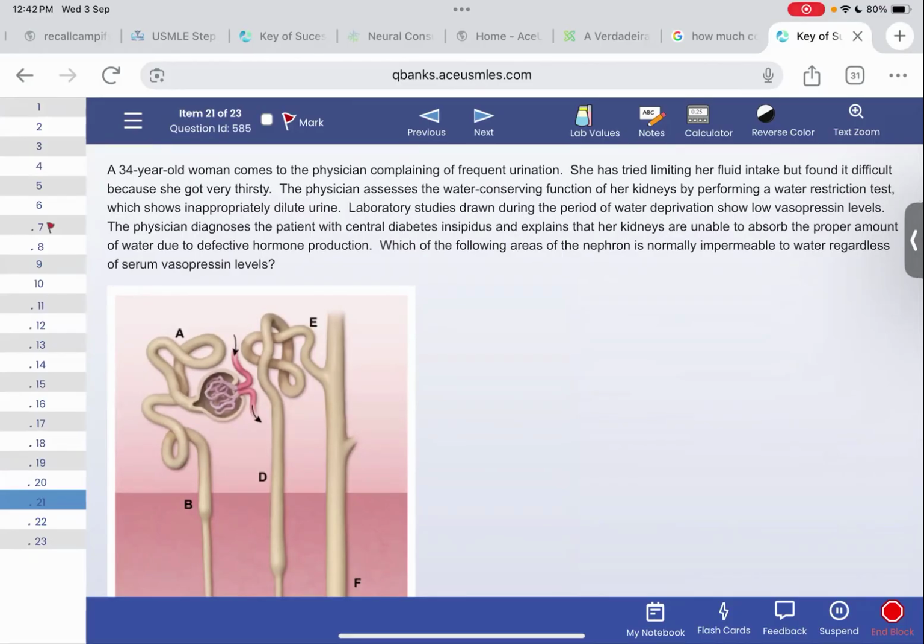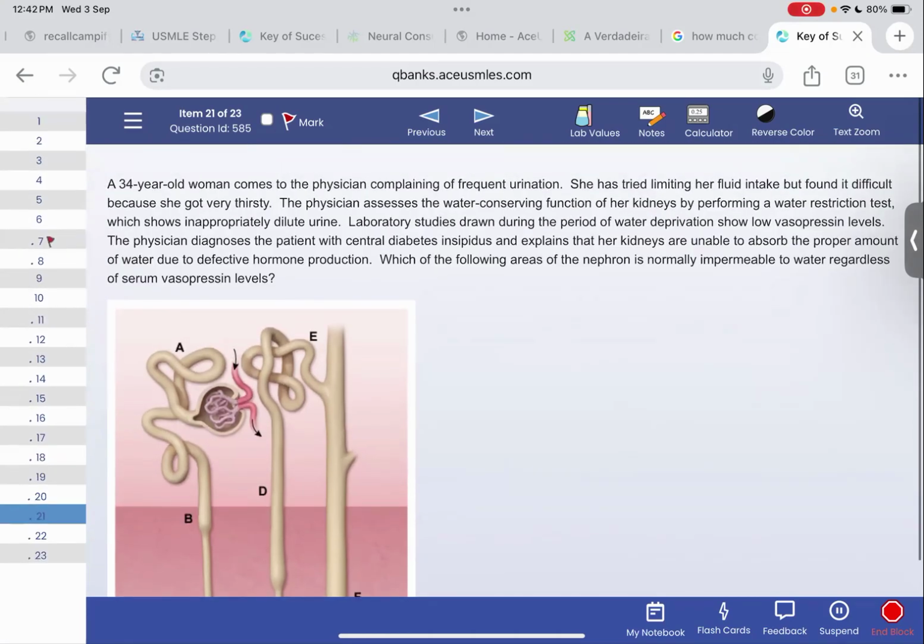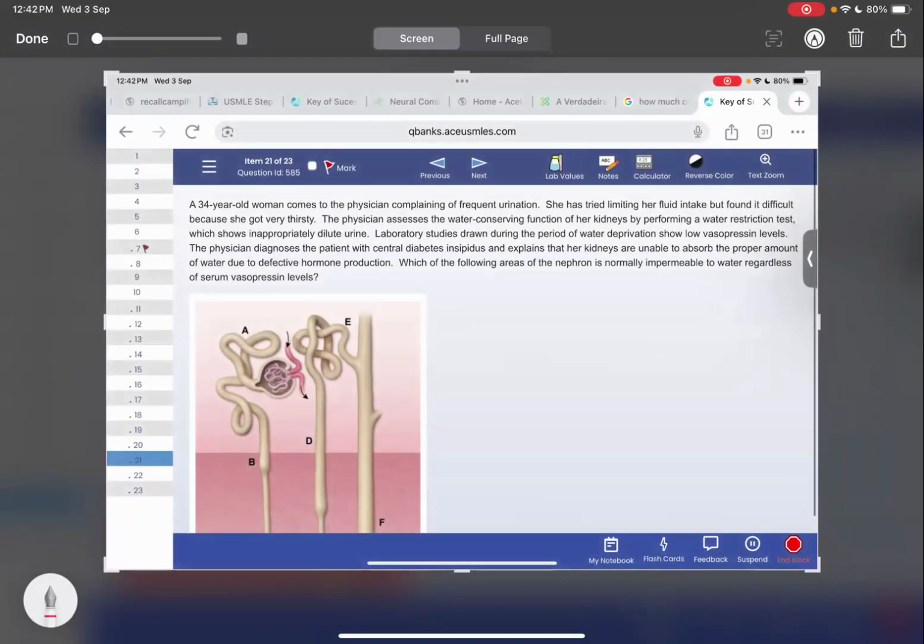Anyone, please? Be quick, guys. Which of the following areas of the nephron is normally impermeable to water regardless of serum vasopressin levels? The stem is not that much important; you can look into it after. But what are they asking? Which of the following nephron segments is impermeable to water?